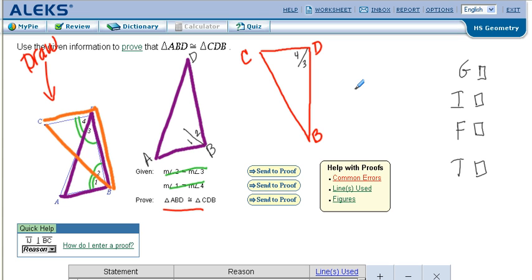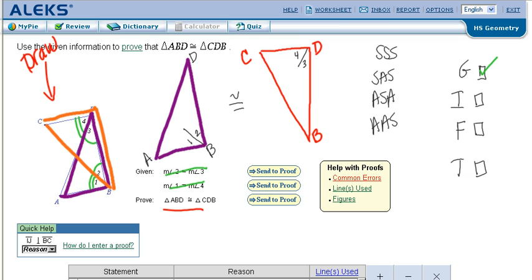Now, let's look at what we can see here. We're trying to get these two triangles congruent. Now remember, there are 4 ways to get triangles congruent: side, side, side; side, angle, side; angle, side, angle; and angle, angle, side. So we are done with our given information and pulling out the triangles. Let's see what else is implied here.